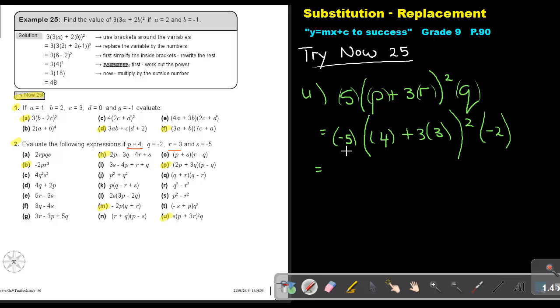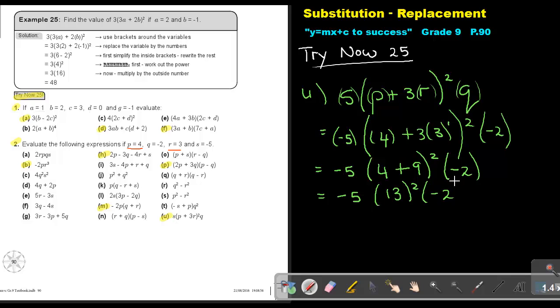Okay, so let's start. This is just negative 5, but now this is just a 1. So I can say 4. And 3 times 3, that's going to be 9. But remember, there's a square. Remember, there's a negative 2. Okay, so let's just negative 5. Let's get the inside of this bracket. So the inside of this bracket, it's going to be 13.